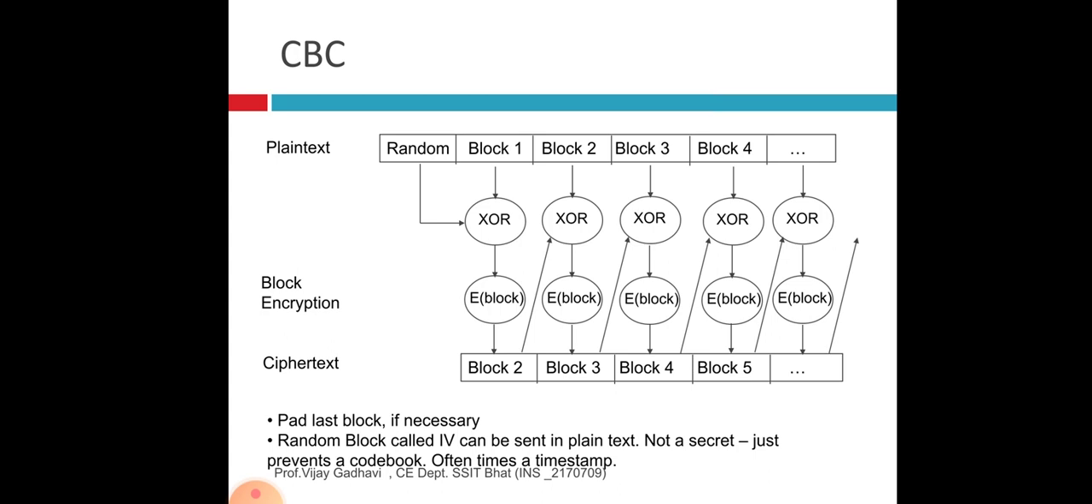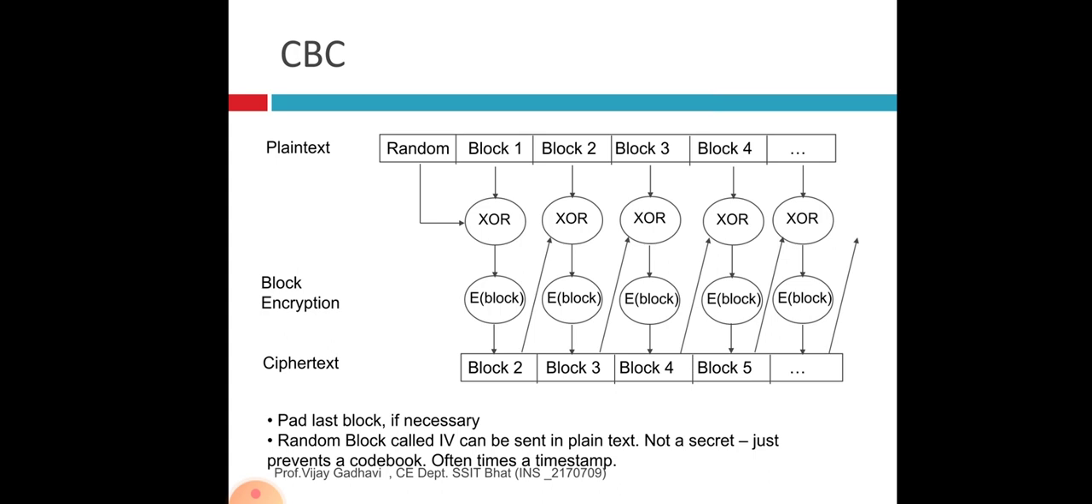The same output is stored in blocks 2, 3, 4 and 5. Here one block is used as padding. Pad the last block if necessary. Remember this: pad the last block if necessary. The random block called IV, the initial vector, can be sent in plaintext. It is not a secret, it just prevents a codebook attack. Often a timestamp is used. This is for time-bounded activities, and a counter is used to calculate the timestamp.